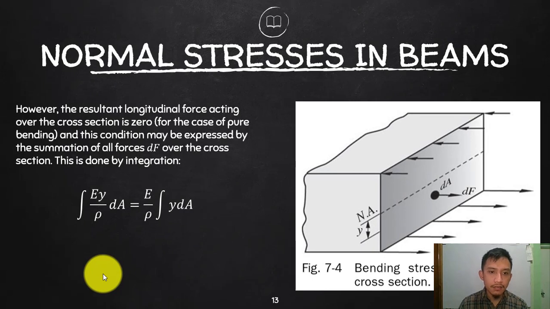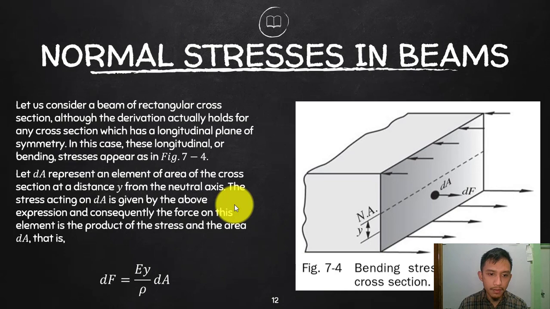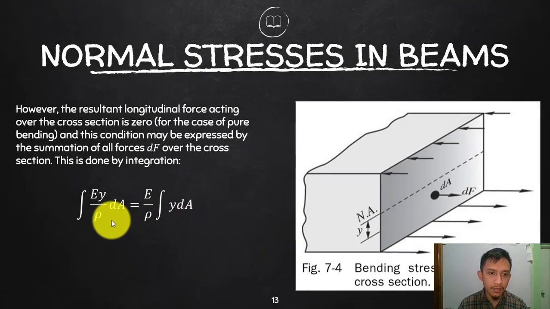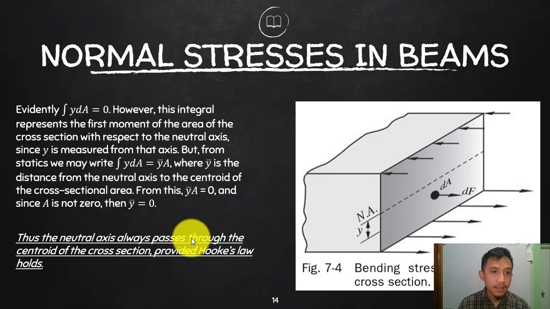So now let's integrate both sides. What do you expect? This will become F, and then integrate this one. You can end up there with EY over rho times dA. You can factor out your E and rho since those are just constants. So you are integrating only Y and dA, since these are the variables. Doing that, evidently, try to read this one, the integral of Y dA is equal to 0.